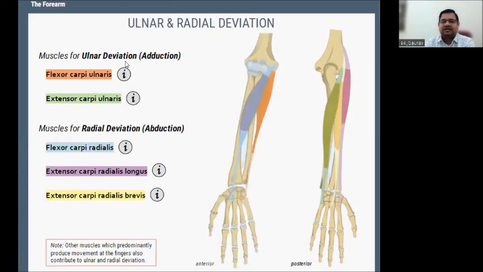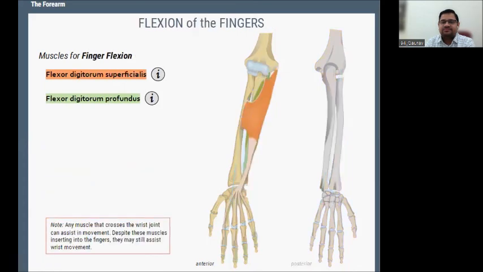Next, the muscles for ulnar deviation, which can also be called adduction. Wherever ulnaris is present, like flexor carpi ulnaris and extensor carpi ulnaris, these are going to do ulnar deviation. For radial deviation, there is flexor carpi radialis, extensor carpi radialis longus, extensor carpi radialis brevis. So these three will be for radial deviation. So you can see the ulnaris term is in ulnar deviation, and radialis will be there for radial deviation.